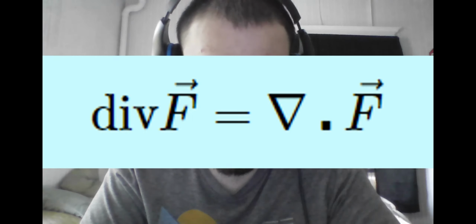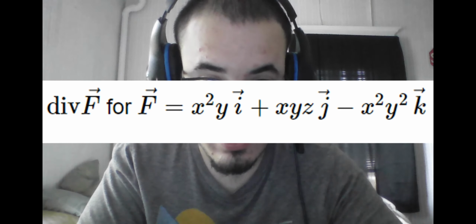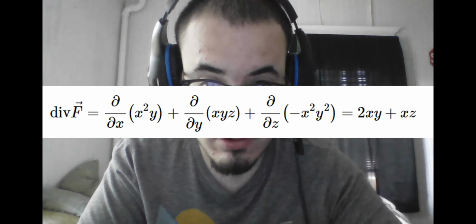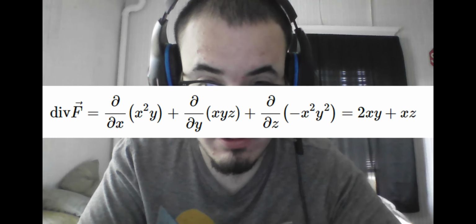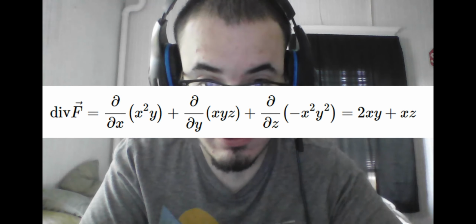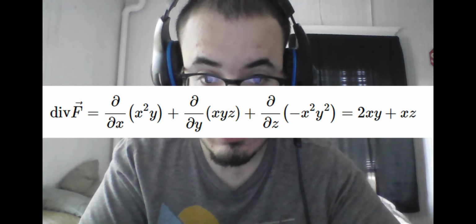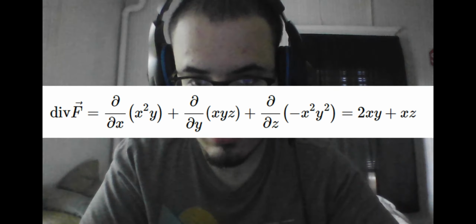So if we were given this vector field and told to compute its divergence, we would simply take the partial derivatives of the components, and then simply add all these results because of how a dot product works. So we get a final answer, after we simplify our work, of 2 times x times y plus x times z.